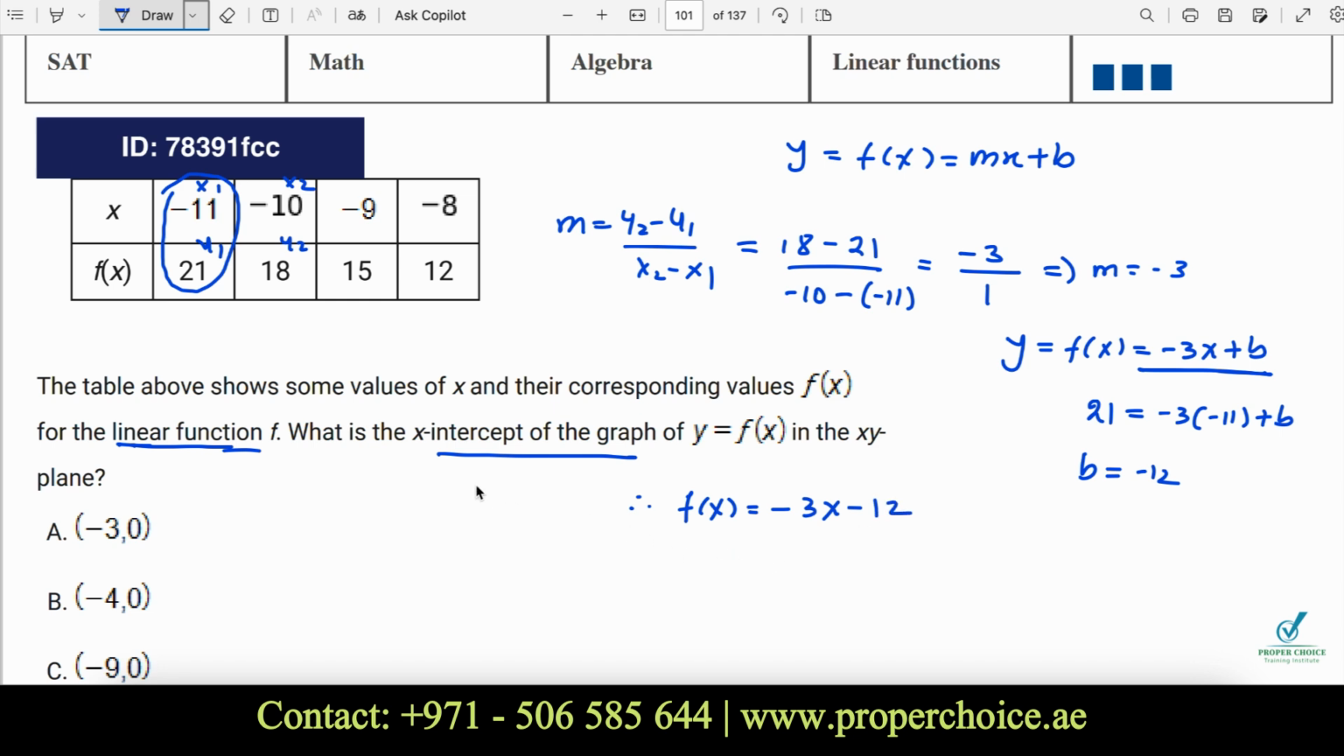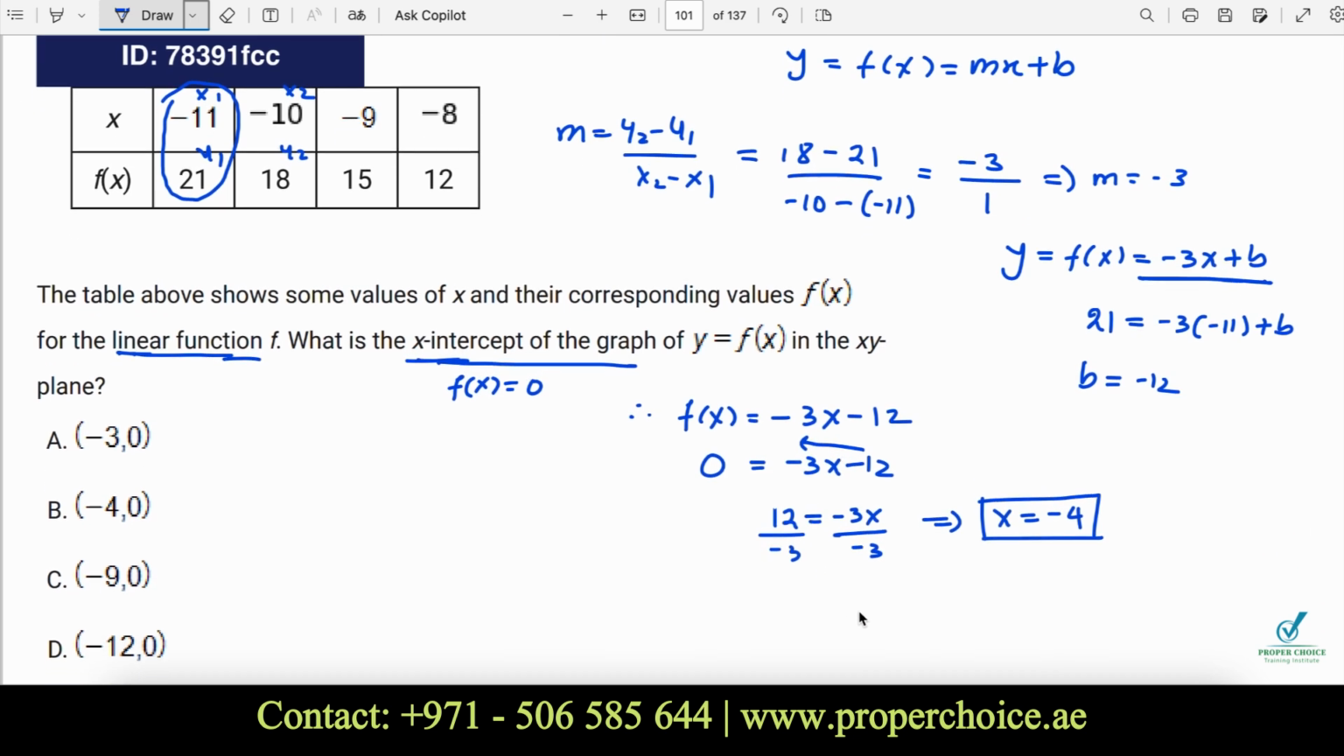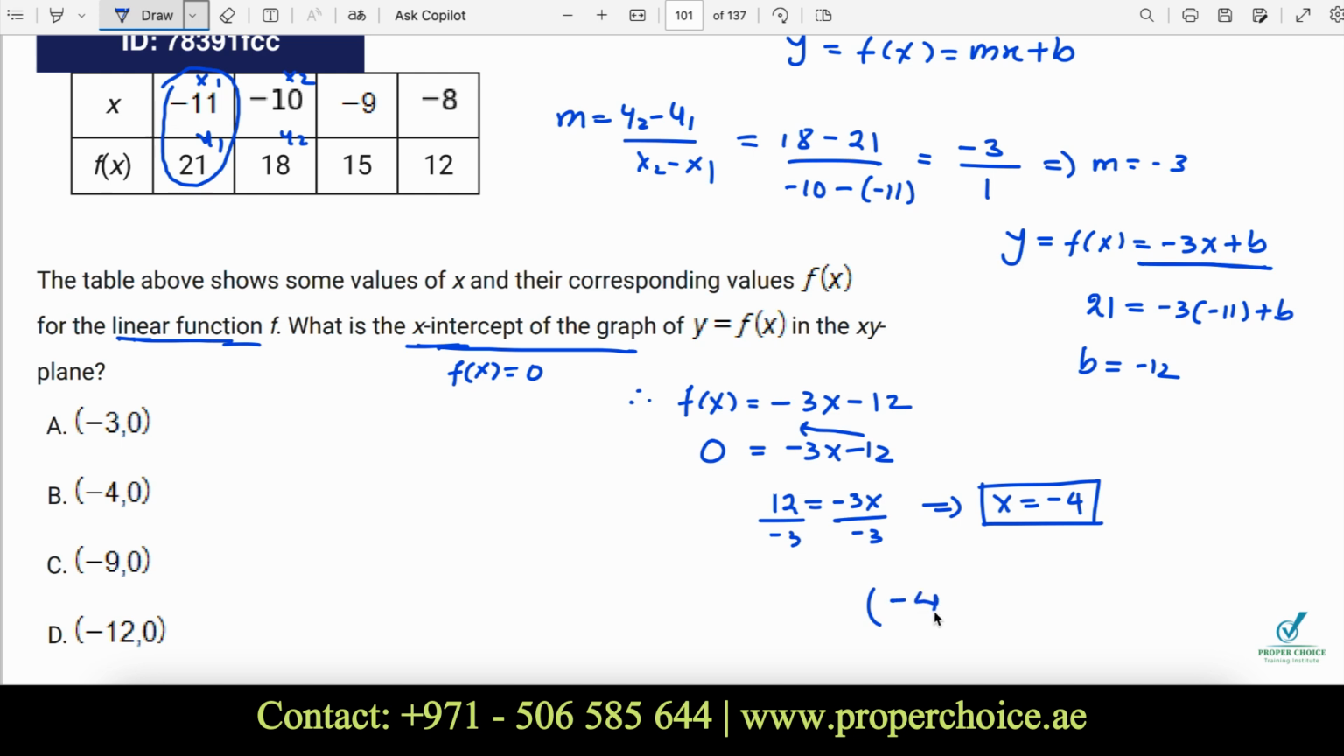As they are saying, find the x-intercept. Now to find the x-intercept, y or f(x) should be 0. Set up that equation equal to 0, that is 0 equals minus 3x minus 12. Rearrange it by taking this negative 12 to the other side, it becomes 12 equals minus 3x. Divide by negative 3 on either side, and that gives us the value of x as negative 4. When we say x-intercept, the value of y is supposed to be 0, so the coordinate point is negative 4 comma 0.